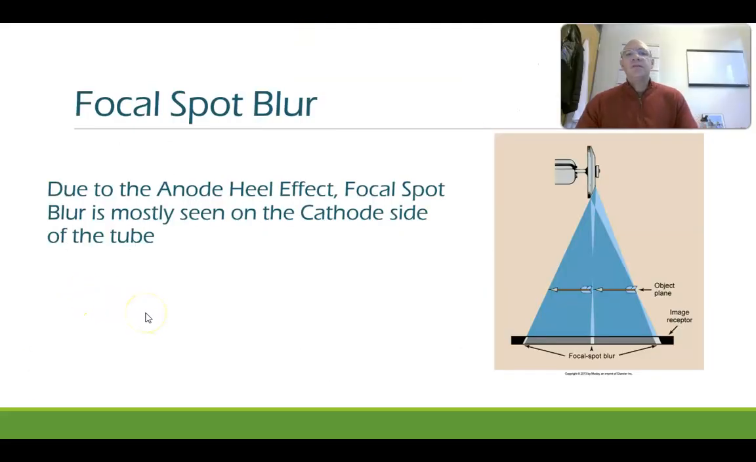This is another picture for focal spot blur, but what I like about it is that it's telling you that you're going to have more blurring on the cathode side than you are on the anode side. Why? Because that anode heel gets in the way, folks. Always does.